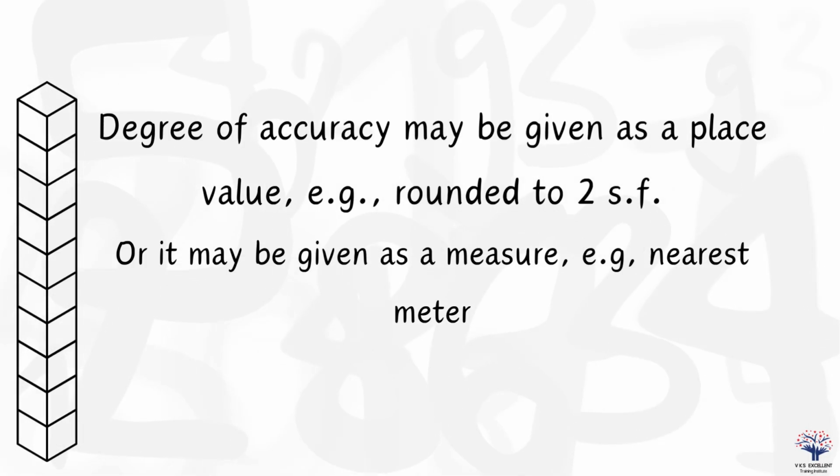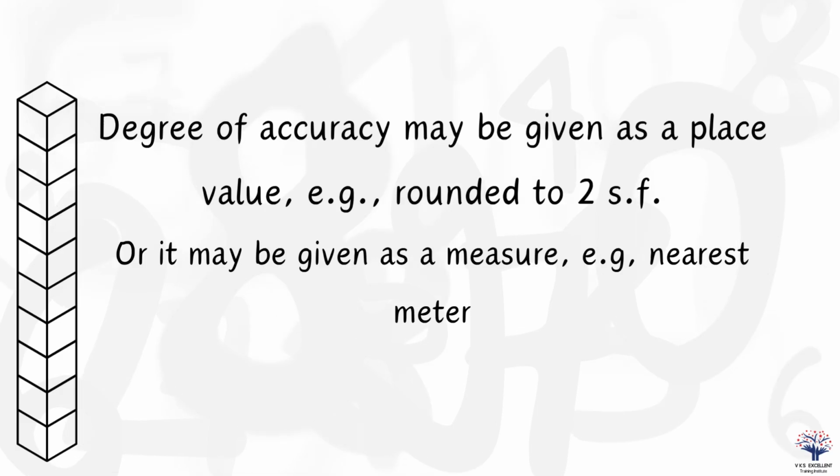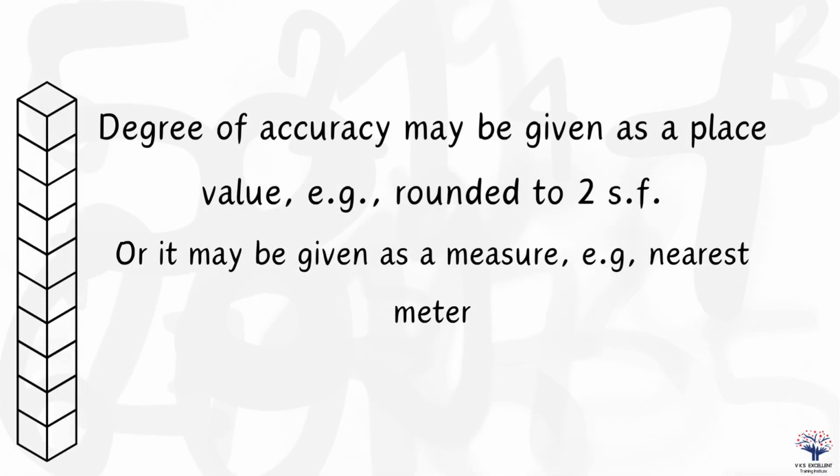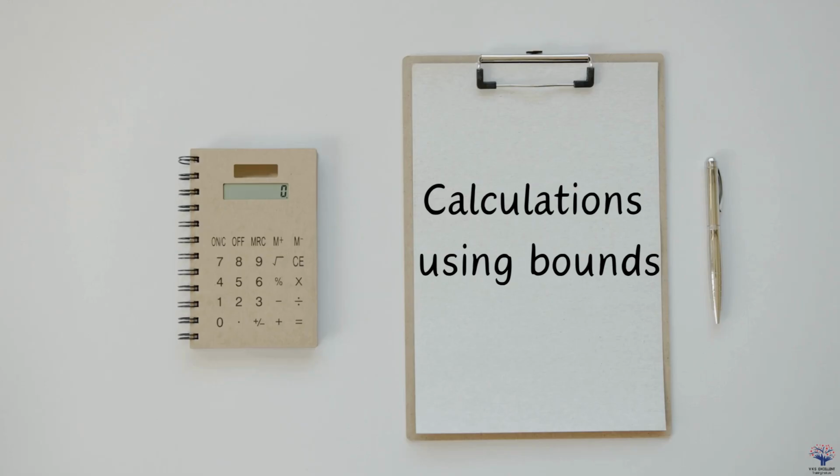Degree of accuracy may be given as a place value, for example, rounded to 2 significant figures, or it may be given as a measure, for example, nearest meter. Now let's see how we can determine the bounds of a calculation.